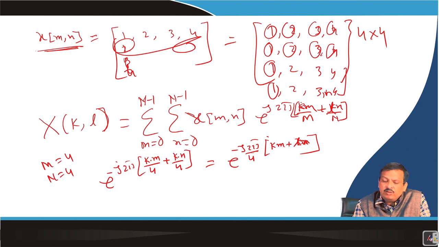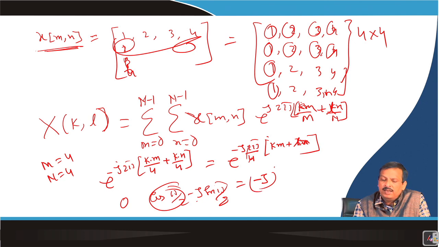Okay. So, what is e to the power minus j 2 pi by 4? It is nothing but cos pi by 2 minus j sin pi by 2. So, this is equal to 0, and this is equal to minus j. So, I can say minus j to the power km plus ln.